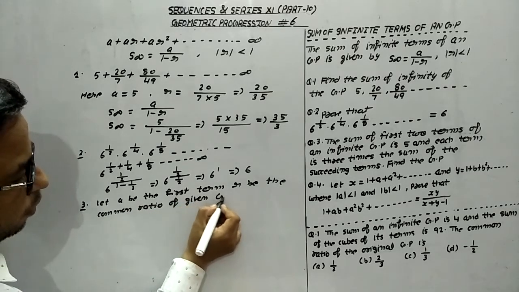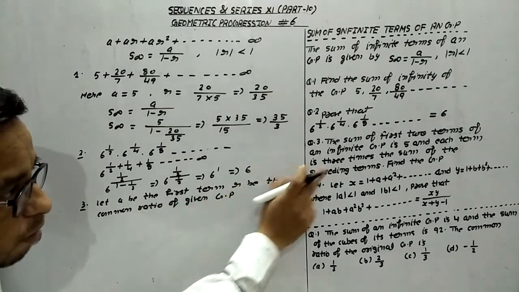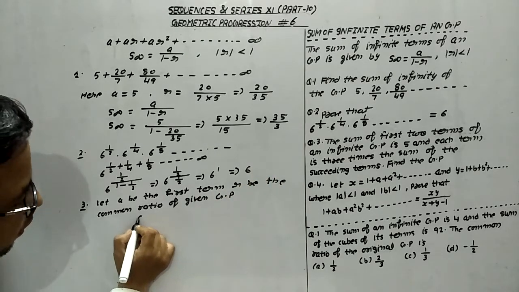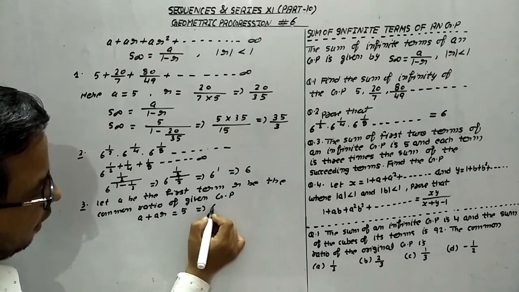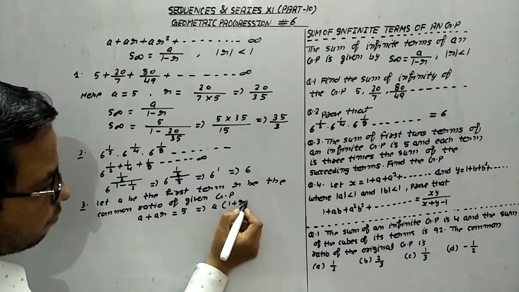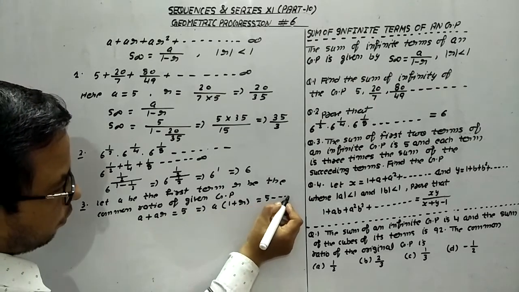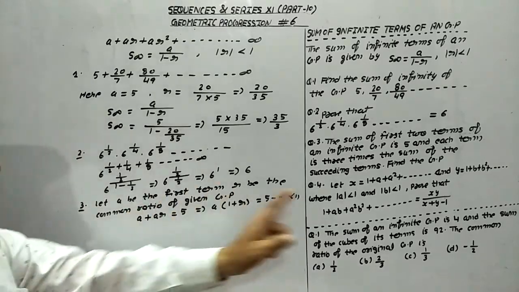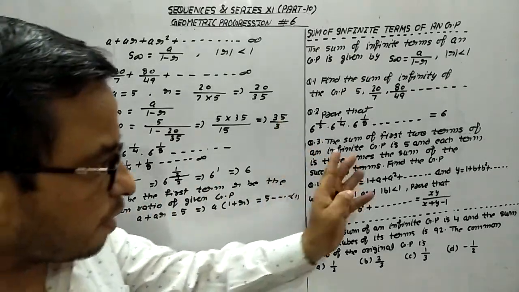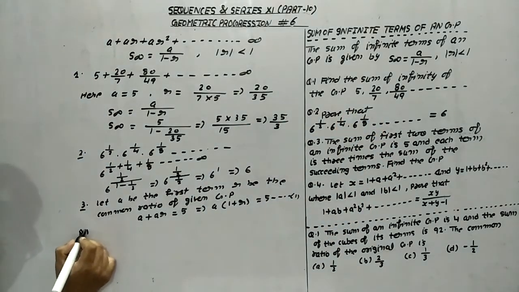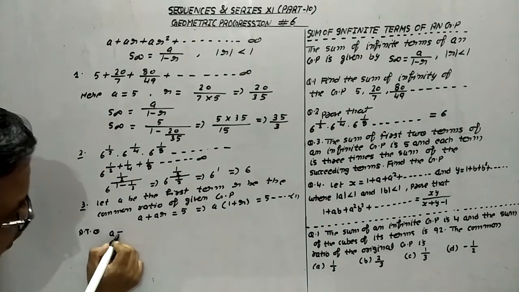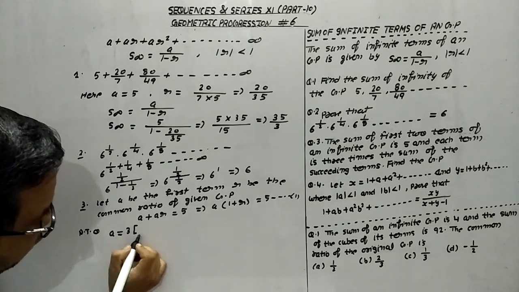Now, for this, what they are saying: the sum of the first two terms is 5. It means A plus AR is equal to 5. It implies that A common, 1 plus R is equal to 5. This is the first equation. Now, what they are saying is that each term is 3 times the sum of the succeeding terms. Also, according to the question, if I say first term A, what is this? 3 times the succeeding terms.